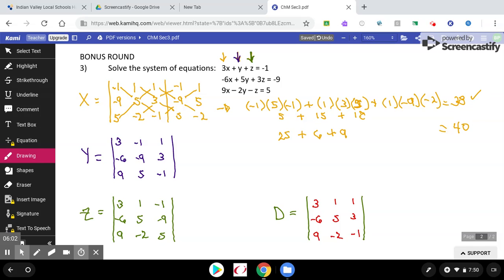So do you remember what we have to do with the right-facing diagonal and then the left-facing diagonal? To get the determinant, you were supposed to subtract them. So if I subtract them, I get negative 2. So here's what I'm going to do. I'm going to write this over here.